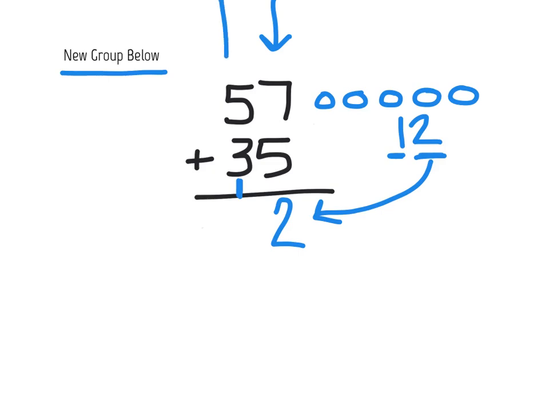And now I'm going to add my tens. So 5 plus 3 plus 1. So 5, 6, 7, 8 plus 1 more down here, 9. 5 plus 3 plus 1 is 9. So my answer is 92.